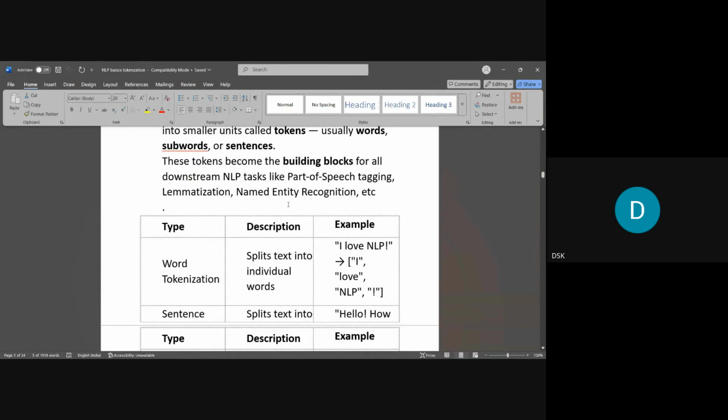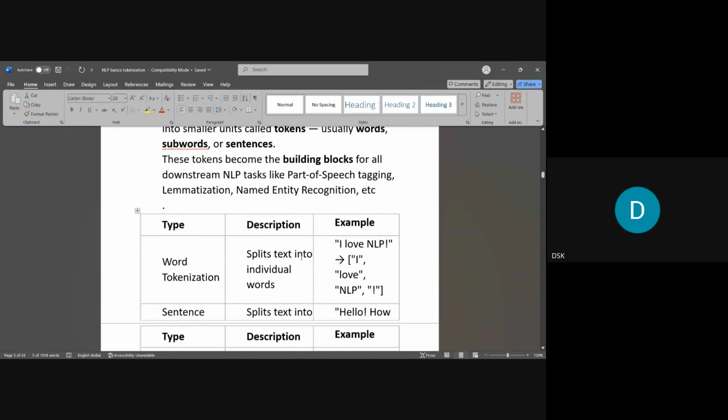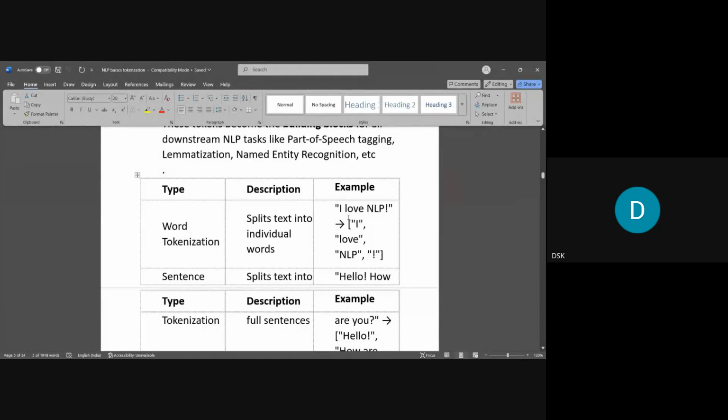For example, word tokenization splits text into individual words. So "I love NLP!" is there, and every word is getting split. As you can see, the sentence is I love NLP, and it is getting split into I, love, NLP. The exclamation mark is also getting separated.